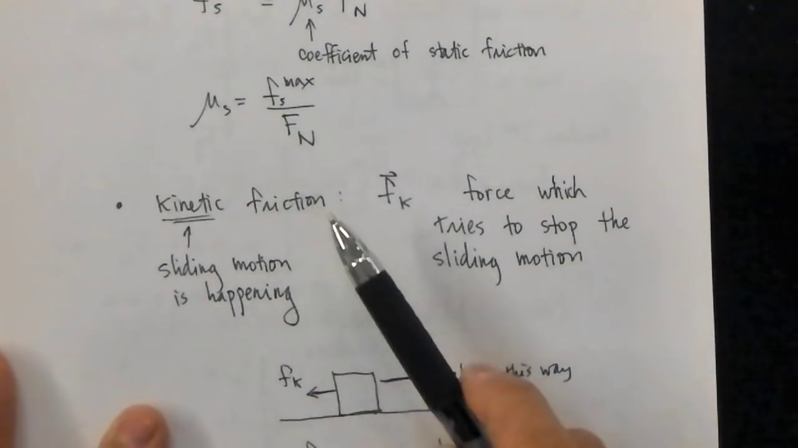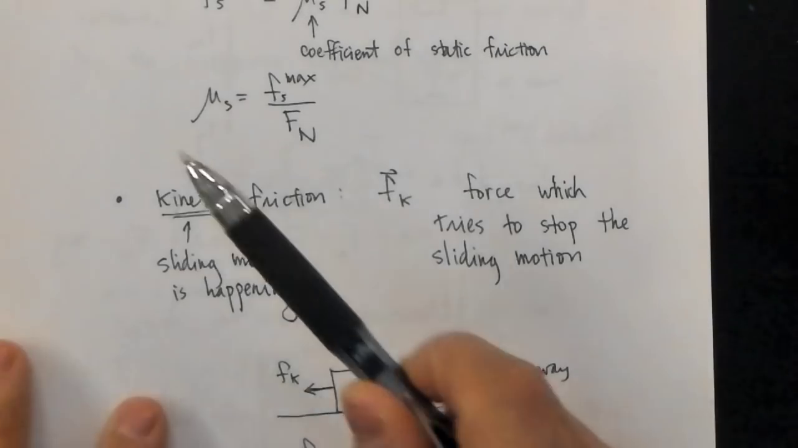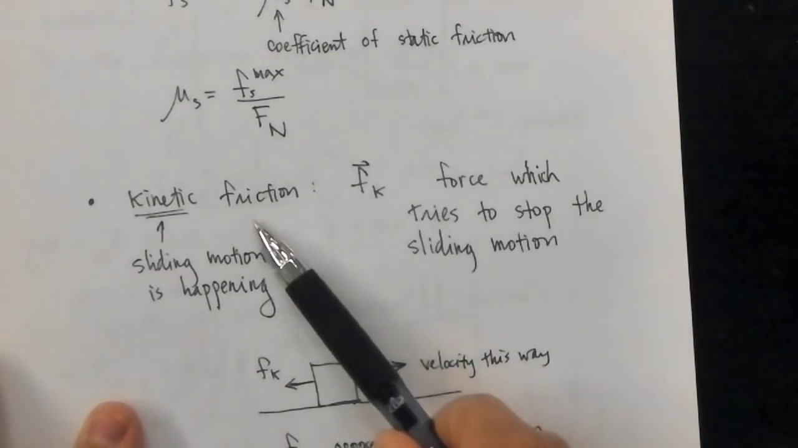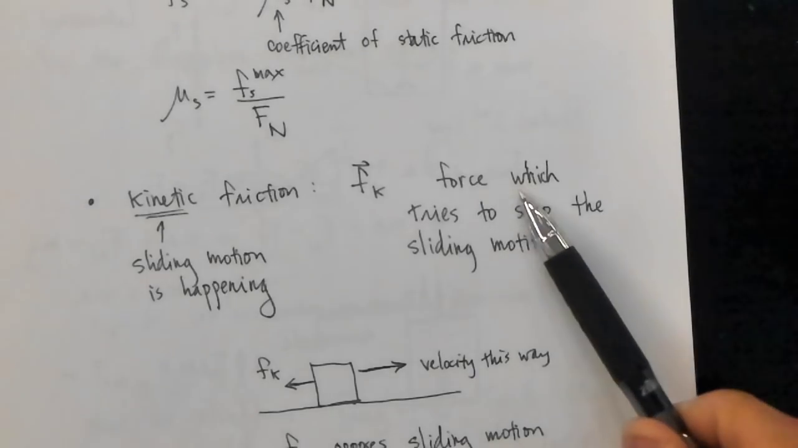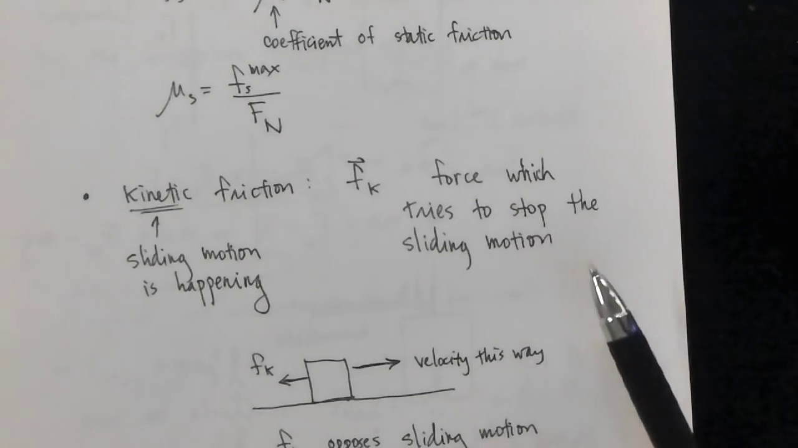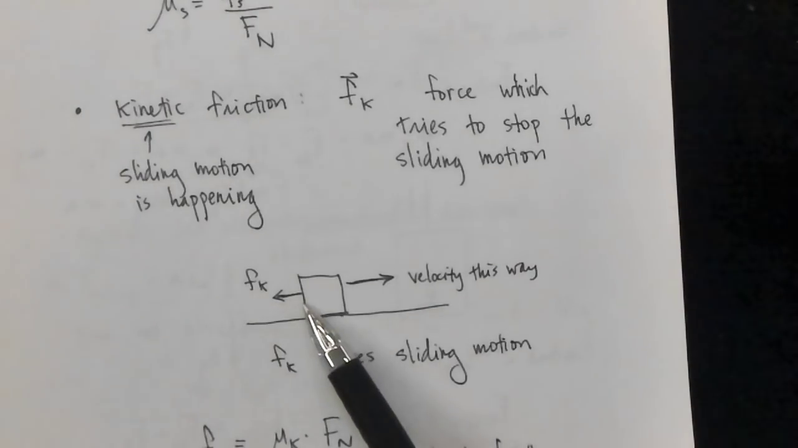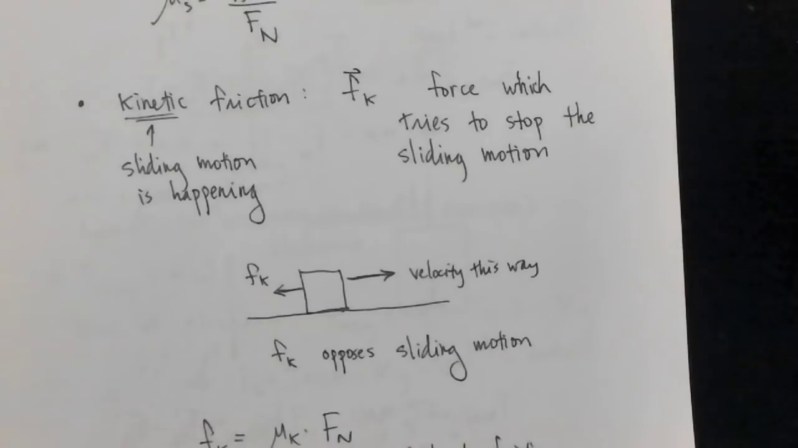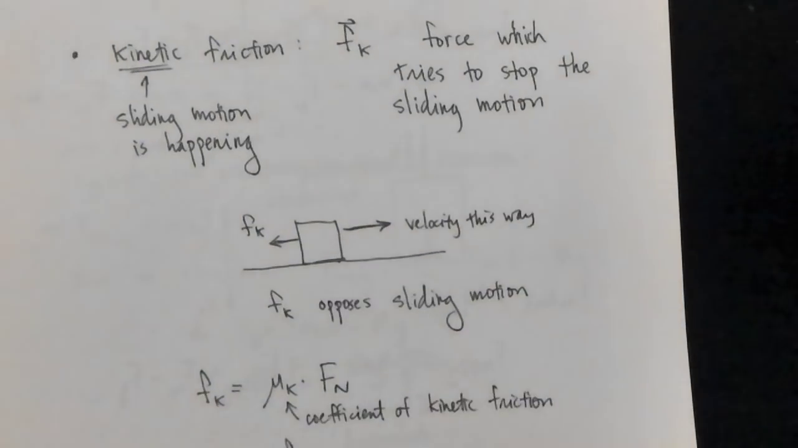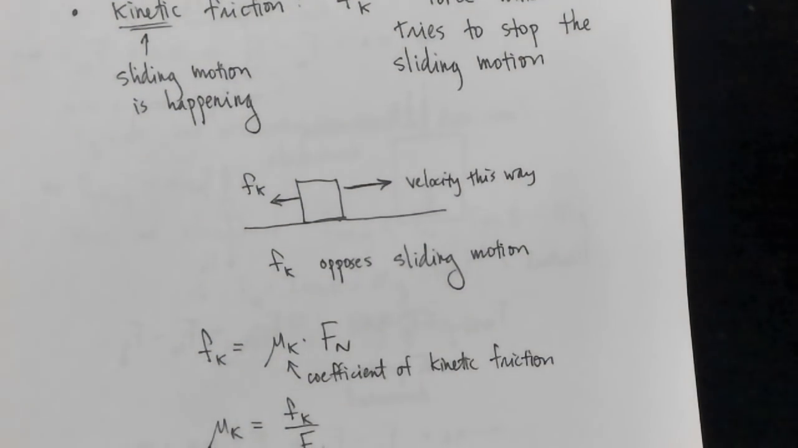Now, kinetic friction is the sliding motion. Kinetic means sliding motion, and that's the friction force that occurs when the object is sliding. It's a force that tries to stop the sliding motion. So if the object is sliding this way, then the force of kinetic friction is going in the other direction. It's opposing the sliding motion.